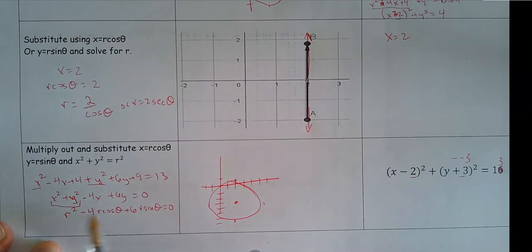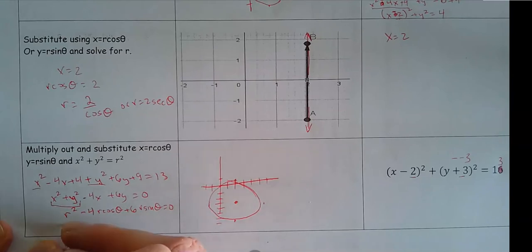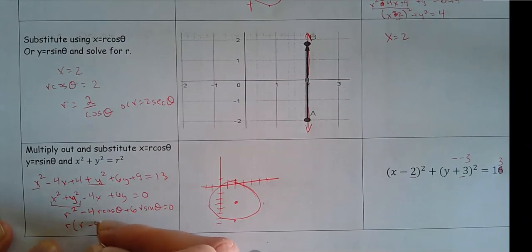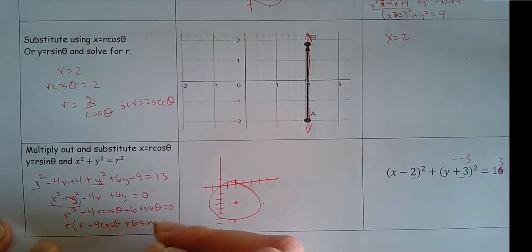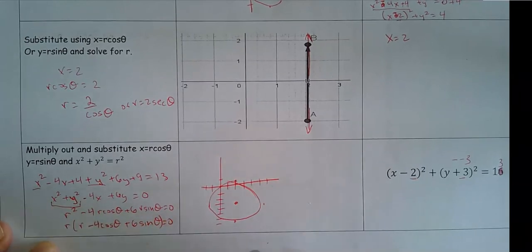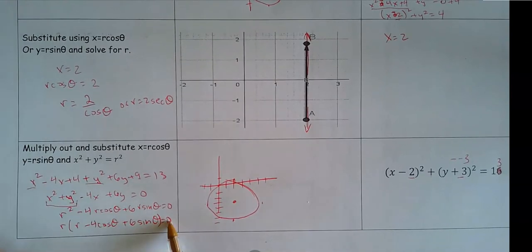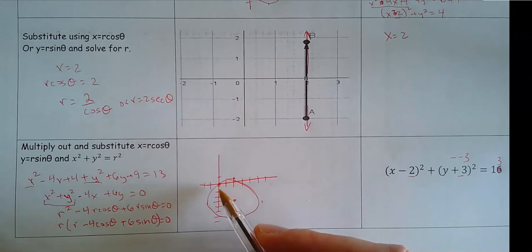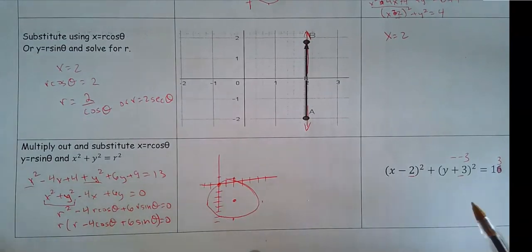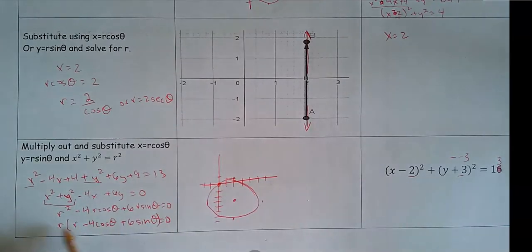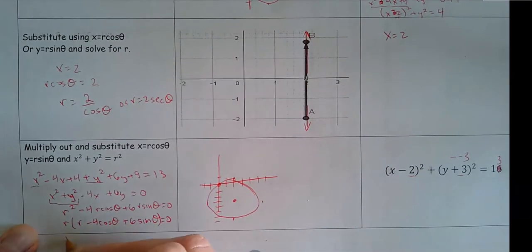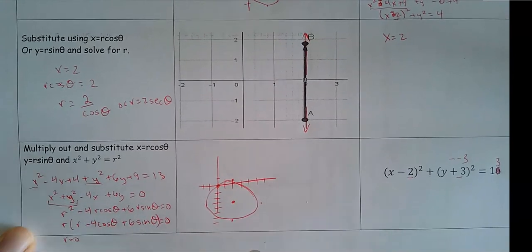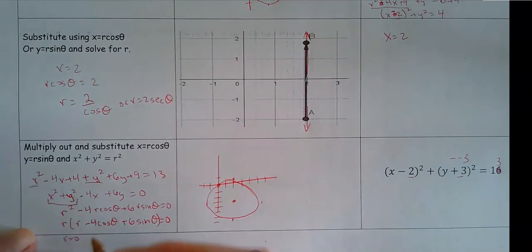Okay. Now, I got 3 terms on this side. They all have an r in them, so I'm going to take an r out. So r either equals 0, which if r equals 0, that's the origin, which we don't really know that yet. If we graph this on Desmos, you'll see it goes through 0. So that's a single point, and it's also on the graph, so I don't need to worry about that.